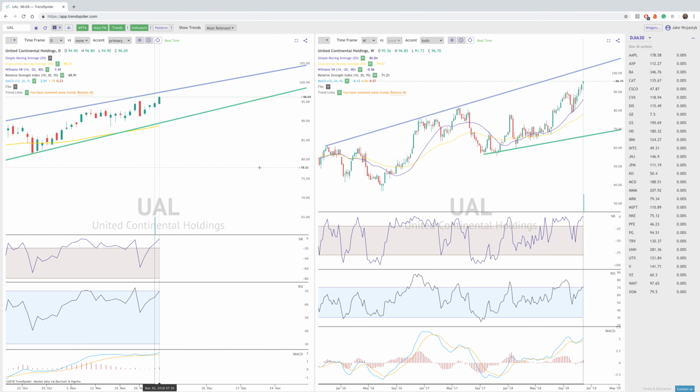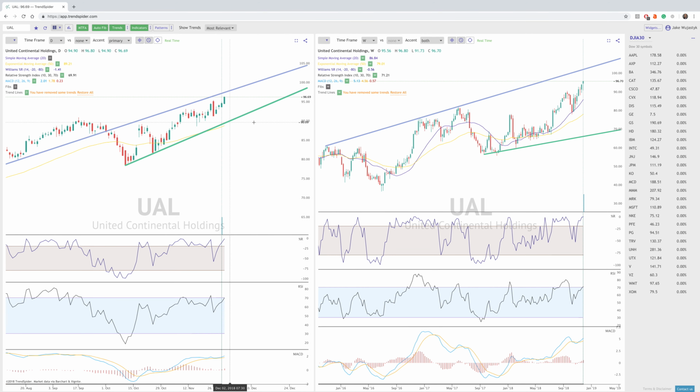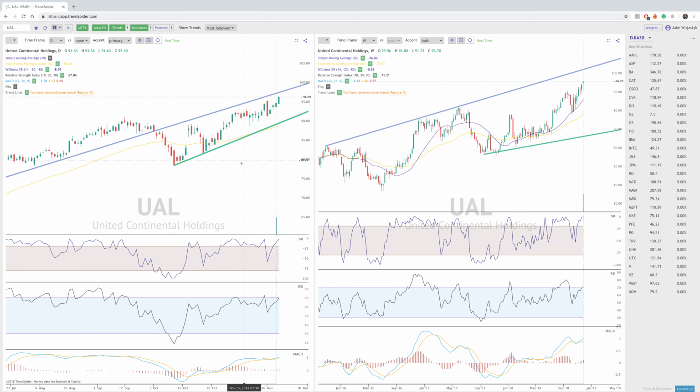So the price is really in this kind of ascending wedge. It's not necessarily a wedge. It kind of is because these two lines are technically converging at some point in the future. But it's a pretty not aggressive wedge. It's kind of more of a price channel, if you will.